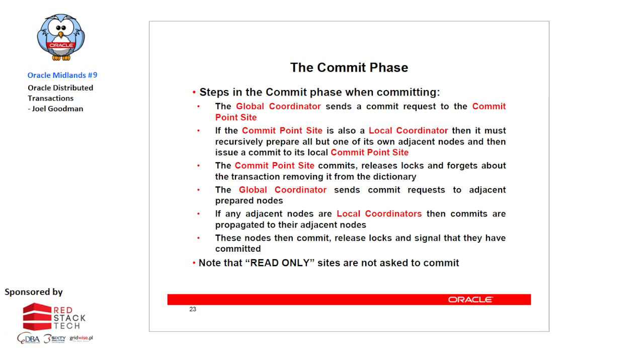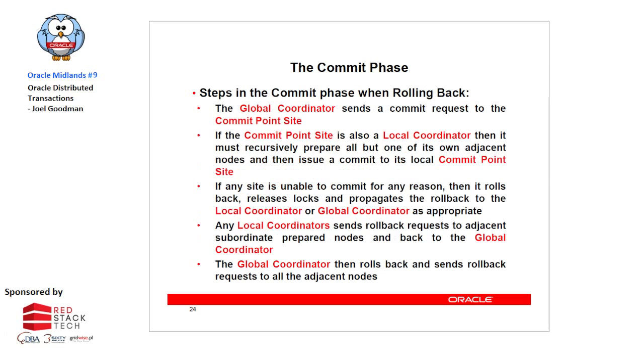And there's the note that read-only sites are not asked to do a commit because there's no point. There's nothing for them to commit. Okay, if you're rolling back because some site said, no, I can't commit, then the global coordinator sends a rollback. If the site is a local one, then it must recursively prepare. If any site is unable to commit, then it rolls back, releases locks, and propagates the rollback to the coordinator. They then propagate the rollback to everyone else. And we're rolled back, and then we forget and unlock the resources everywhere else.